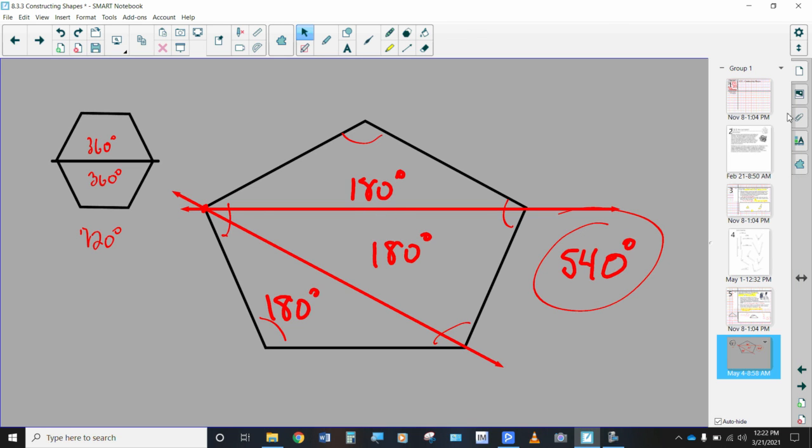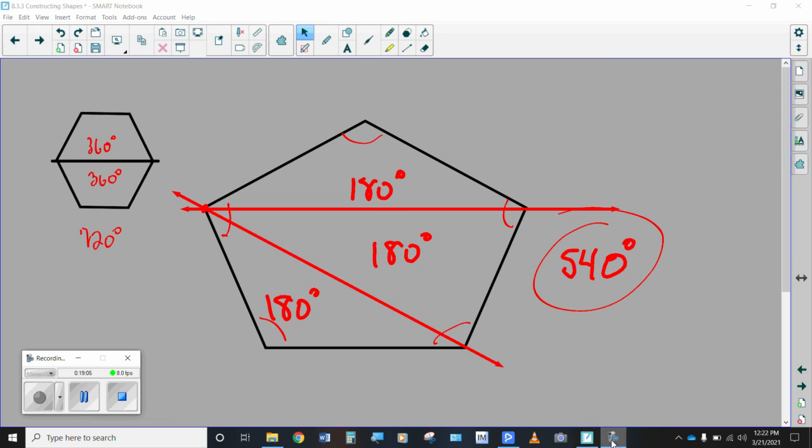So I think that ends it for today. How much time did we take on this? Not too bad, a little bit less than 20 minutes. All right, let's move on to the next activity.